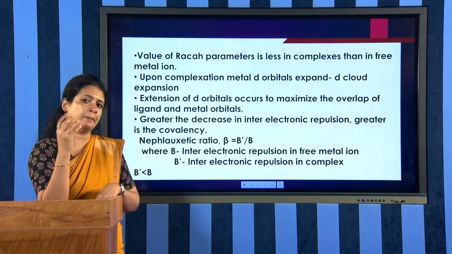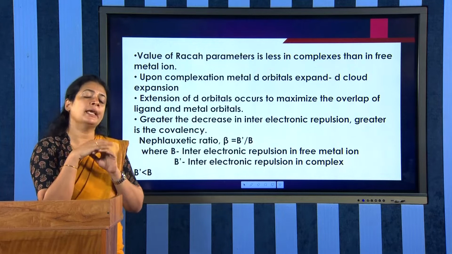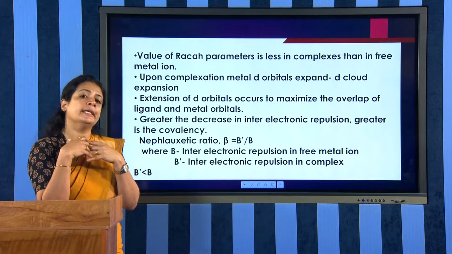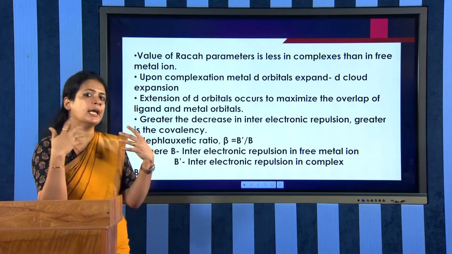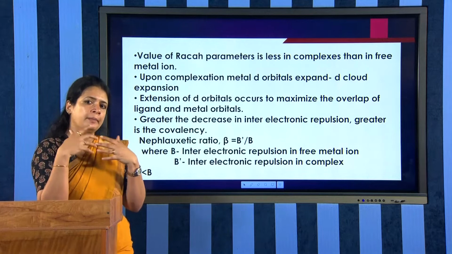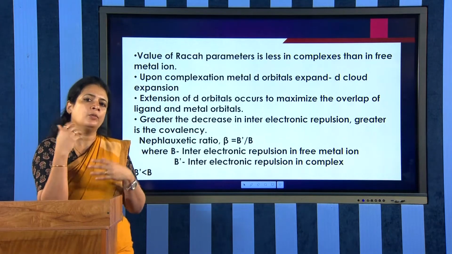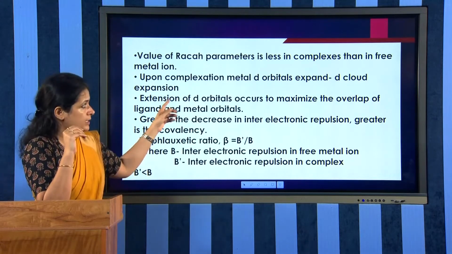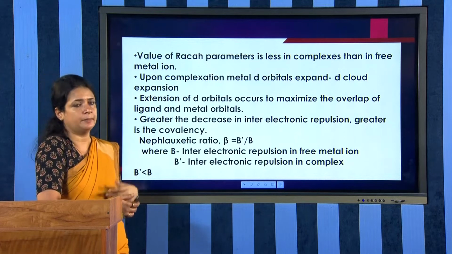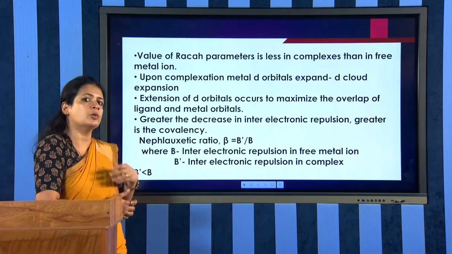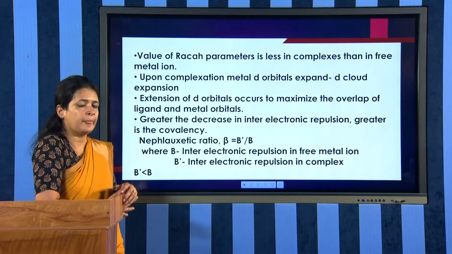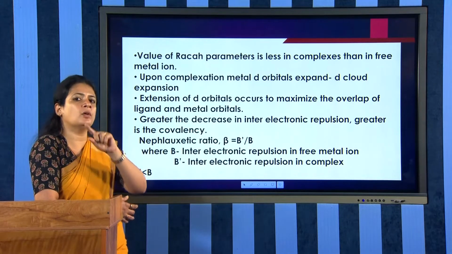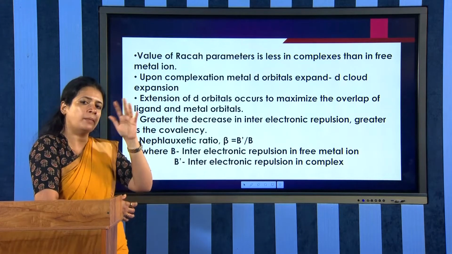Upon complexation, what happens? These metal d orbitals expand. Why do they expand? For a better overlap with the ligand orbitals. See, metal orbitals and ligand orbitals should overlap, right? And then only the metal ligand bond will be formed. For effective overlap, the metal d orbitals expand, and that is called d cloud expansion. Metal d orbital expansion is also called d cloud expansion. And it was found that since the d cloud expansion is present, there will be covalency, because the d orbitals are expanding.